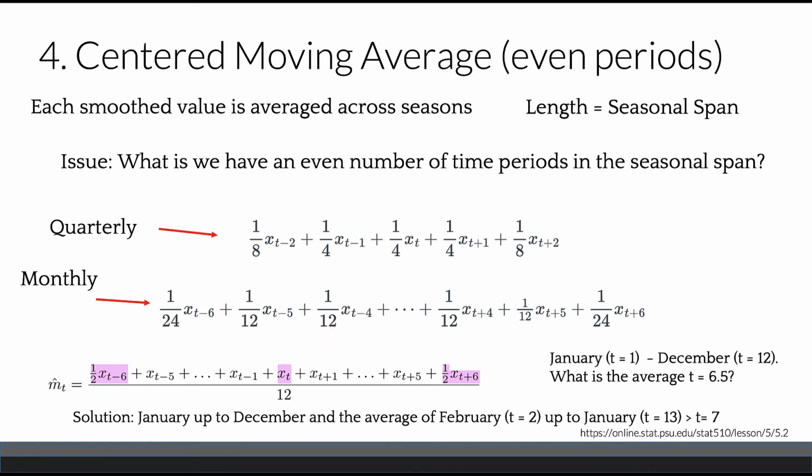So the solution is we'll calculate January up to December as one average, and the second average is from February to January with t equals 13, and then average those two. So our t is equal to 7. This is our center, t7, and you notice t minus 6 and t plus 6 have only half coefficient. The reason is that all the coefficients should sum up to 1. When we work with quarterly time series, you notice we are using only half weight, and the same with the monthly.